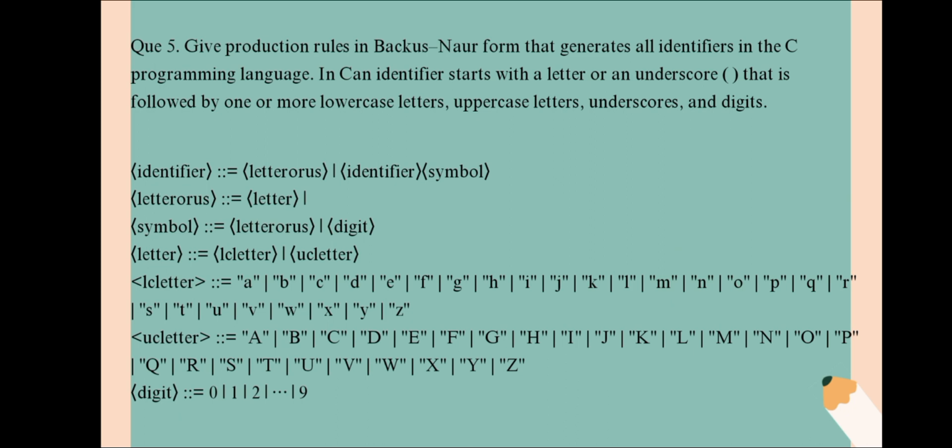In this identifier, letters, identifier and symbol are represented, and letters represent letters, and symbols represent letters and digits, and letter represents lowercase letters and uppercase letters. So in lowercase letter we define each alphabet in lowercase symbols, A B C D as usual, and in uppercase letter we use the uppercase alphabets, and the digits we represent ranging from 0 to 9. This is how we can form production rules in Backus-Naur form.